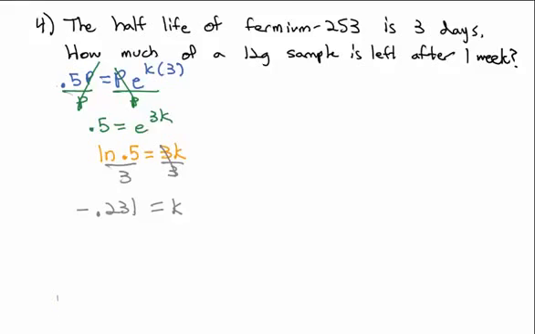Now we're ready to actually answer the question. How much of a 12-gram sample, that's the principal I'm starting with, the present value, is left after 1 week? That's our time, but be careful not to put 1 in there. Notice the units on our half-life were in days. So t also needs to be in days. So we've got 12 e to the k, which is negative 0.231, or we're going to use the previous answer, times the amount of time, which is 7.